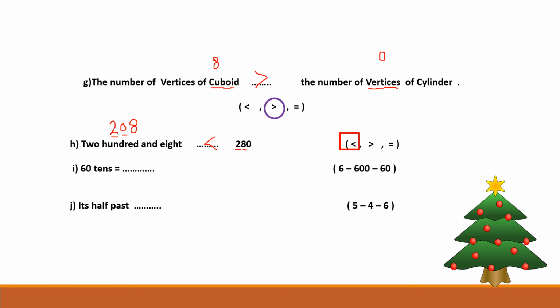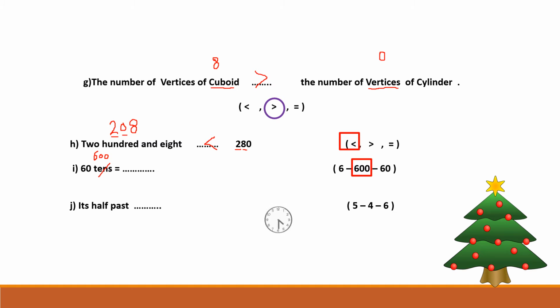The next question, 60 tens. So Junior 2, I'm gonna cross tens, and when I cross tens I put how many zeros? Super, only 1 zero. And I'm gonna write 60. So the answer will be 600.